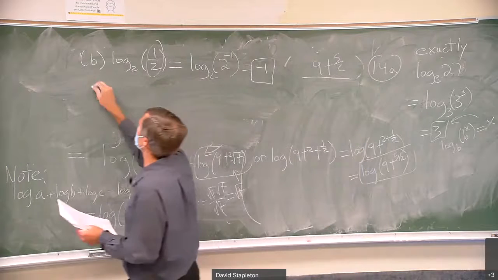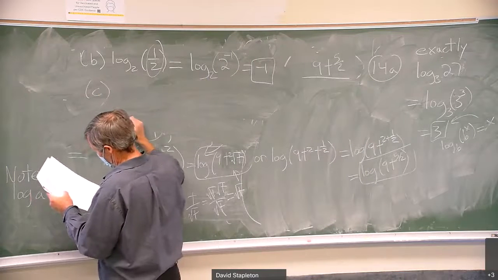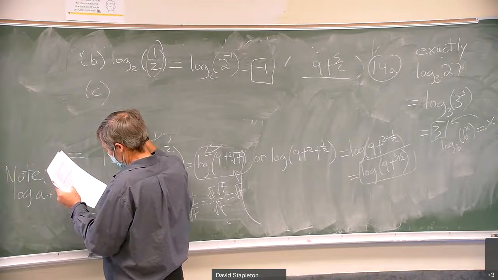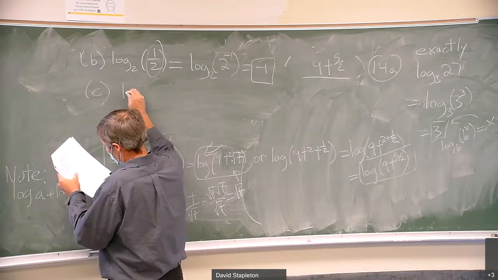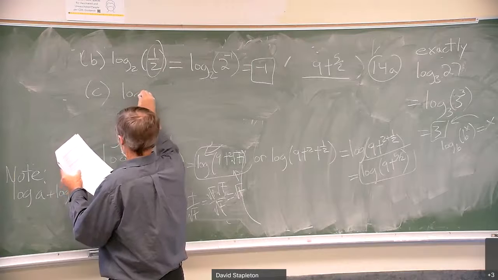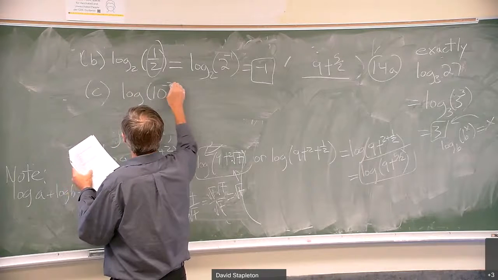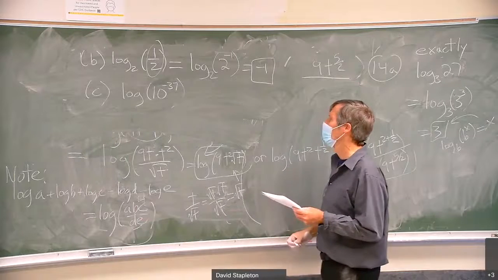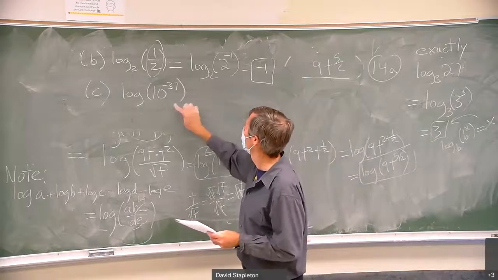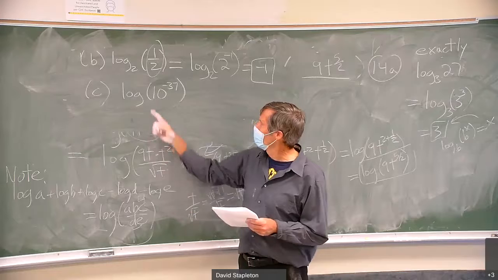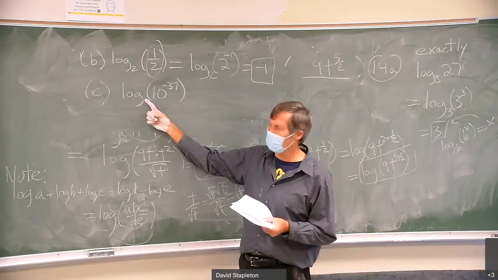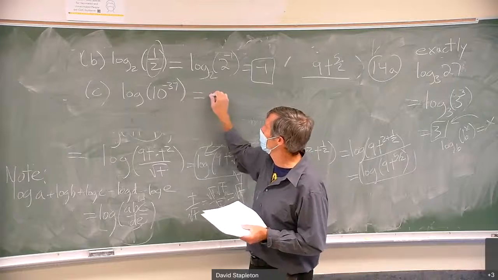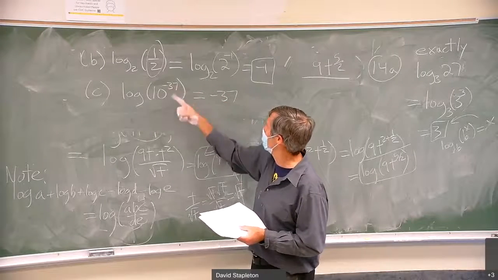These logarithms base 2 are very important to computer scientists if you're in that category. What is the exact value of log of 10 to the minus 37? What's that? This one. The base isn't written, it's base 10, it's a common logarithm. Log base 10 of 10 to the minus 37 is minus 37, right? Log base b of b to the x, right?